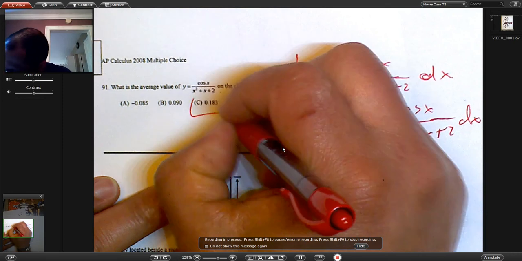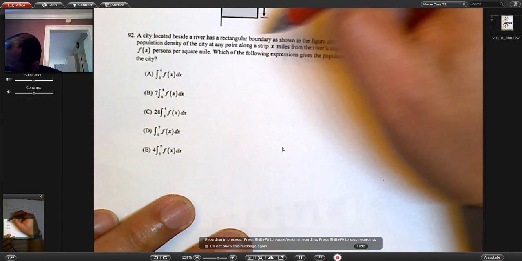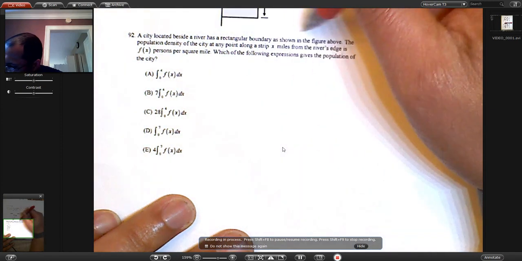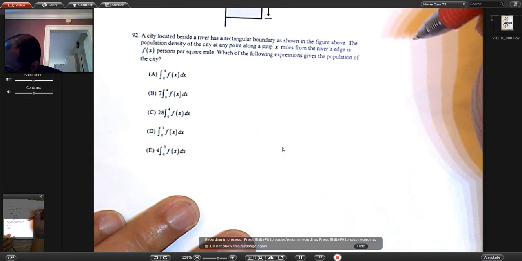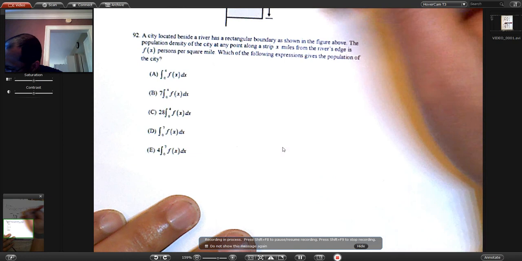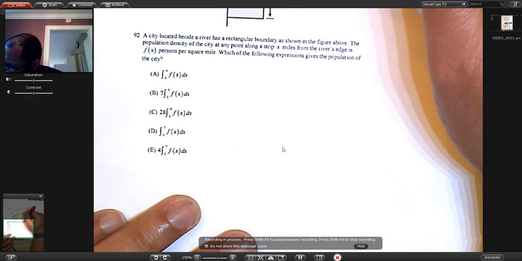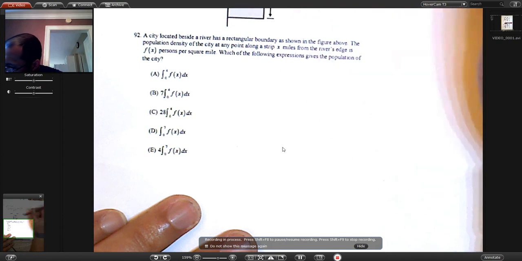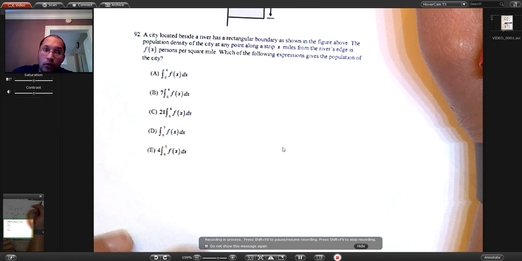Last one. I think this is related rates. I don't know. A city located beside a river has a rectangular boundary as shown in the figure above. The population density of the city at any point along the strip x miles from the river's edge is f of x persons per square mile. Which following expression gives the population of the city? So the population density of the city is people per square mile. So just kind of like feet per second, right? People per mile, feet per second.